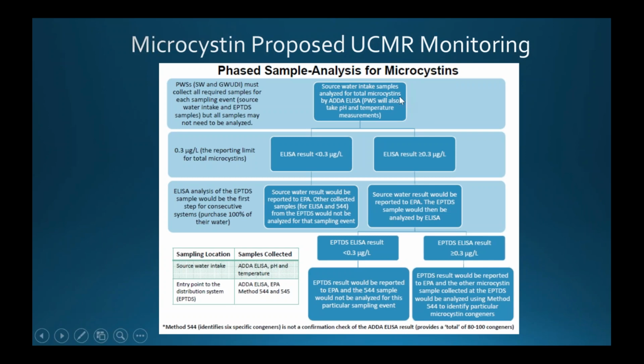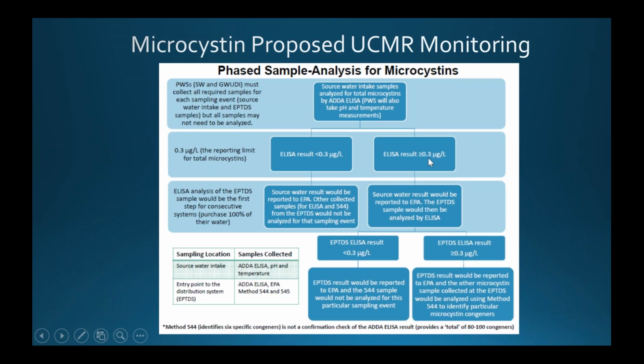Well, you're going to take your intake water, and you're going to take the temperature of the intake, and then you're going to come down, and they're going to run ELISA on that. And you're going to take your other 2 samples that you took, and you're going to put them in the refrigerator. And then you're going to determine what your ELISA concentration was. If it's less than 0.3, then you're done, and that's the value you have to report to EPA.